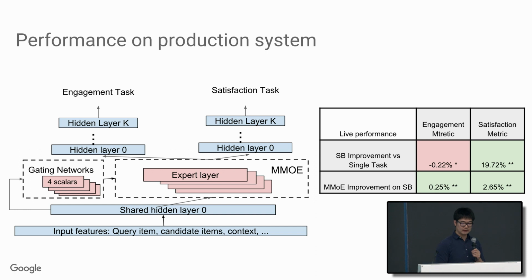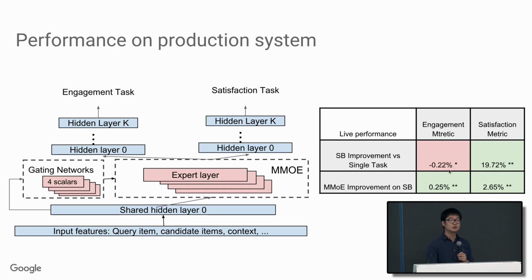And here is the live performance. We're doing A/B testing, and the first row shows that we're comparing a shared-bottom model with a single-task model. Just looking at the engagement metric, we can see that with the shared-bottom model, we improve significantly on the satisfaction metric, because the model also learns about satisfaction, like whether users are going to dislike, dismiss, or like. But it hurts a lot on the engagement metric.